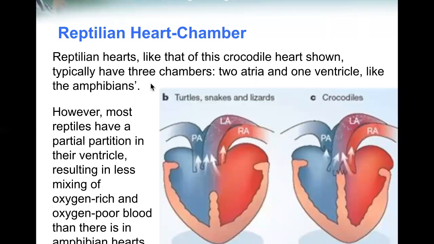Reptilian hearts, like that of the crocodile heart shown, typically have three chambers, two atria and one ventricle, like the amphibians. However, most reptiles have a partial partition in the ventricle, resulting in less mixing of oxygen-rich and oxygen-poor blood than there is in the amphibian heart. So in this case, there's less mixing because there's more of a barrier here, a partial partition. Here, there's less of a partition.